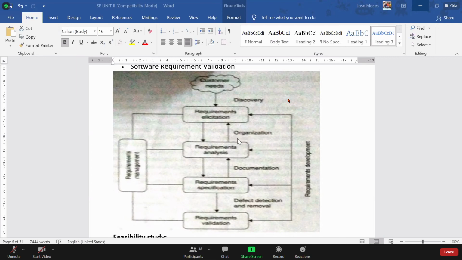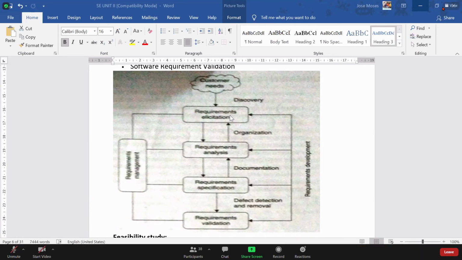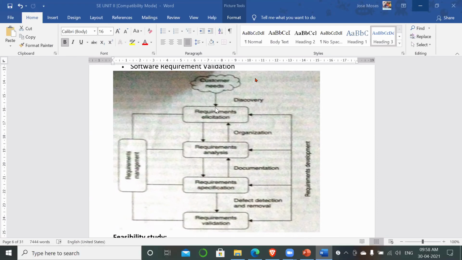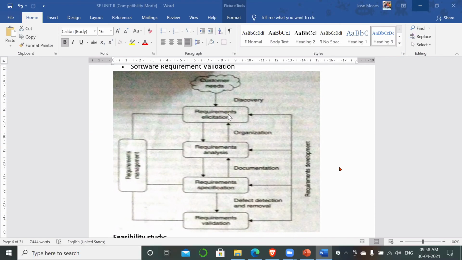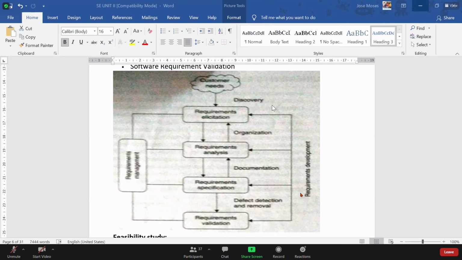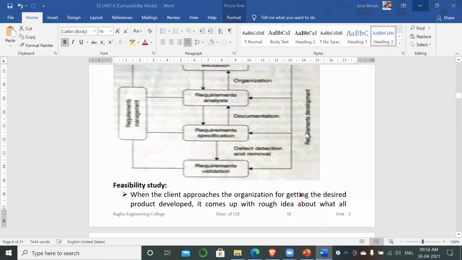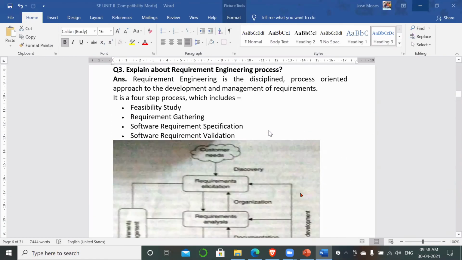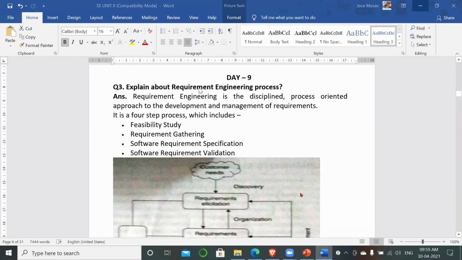That's why this analysis part is there as the second one. So you are getting the raw data from the customer. Where are you getting the raw data? You are getting the raw data from different users or different stakeholders, right? So let us see about that. In that we have requirements gathering, specification and validation. So whatever subpoints we are discussing, those subtopics are there in the requirements engineering process.